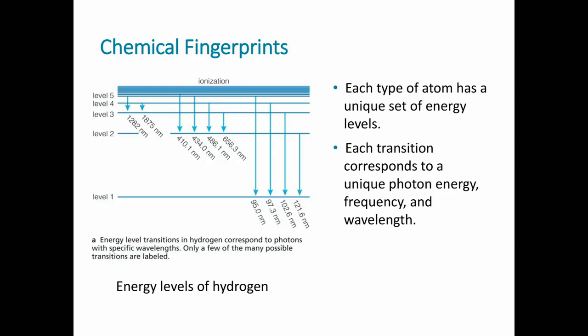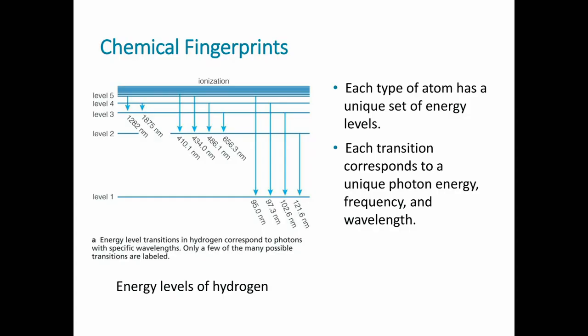Level 1 is called the ground state energy. So this is where the electrons in that atom want to live. These are specifically for hydrogen. If we look at hydrogen on the periodic table, it has an atomic number of 1, so it has 1 proton and 1 electron for a neutral hydrogen.